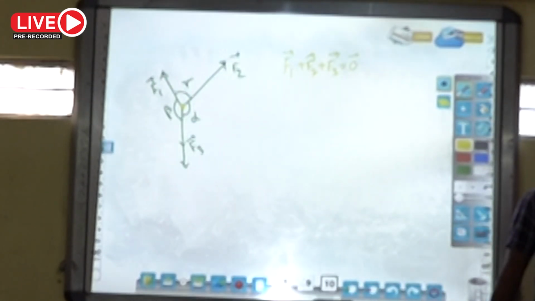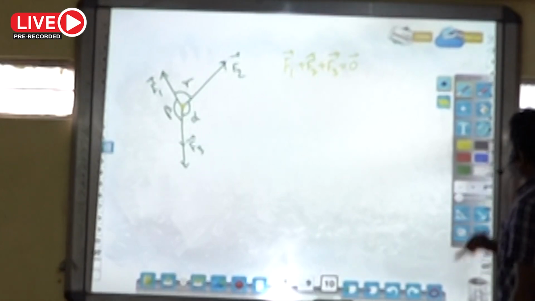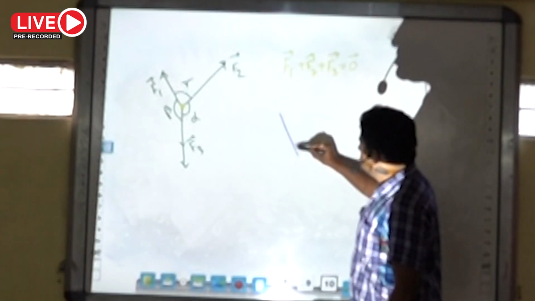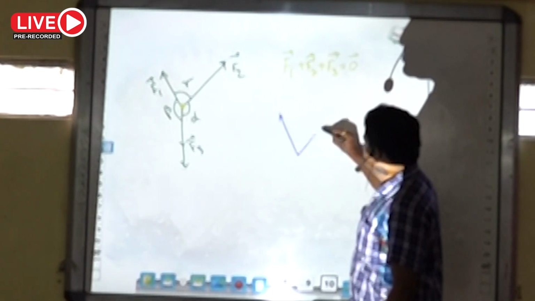Now if the sum of the three vectors can be 0, I can represent those vectors by the sides of a triangle where all sides are taken in the same order. All sides taken in the same order means it starts from a point and after going around it will converge to that point, so the sum of the forces will be 0. So immediately I can write this by a triangle.